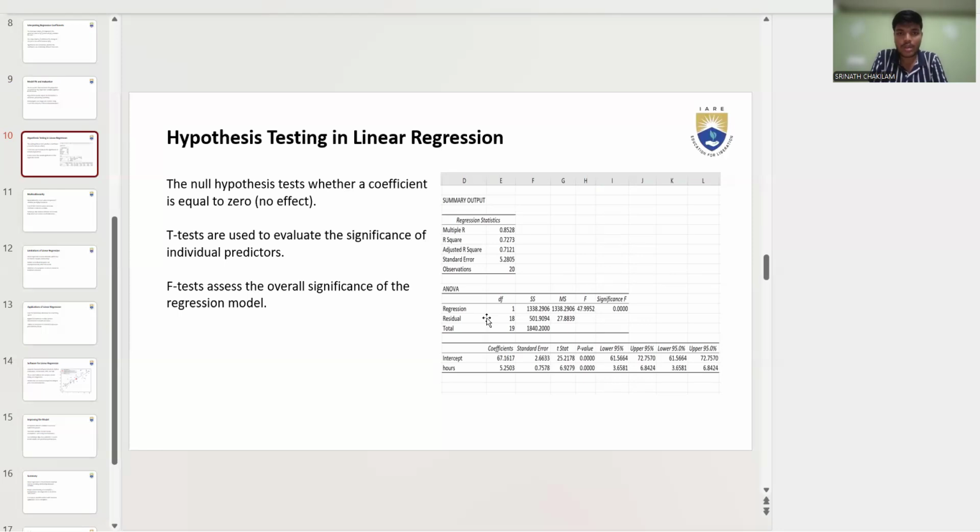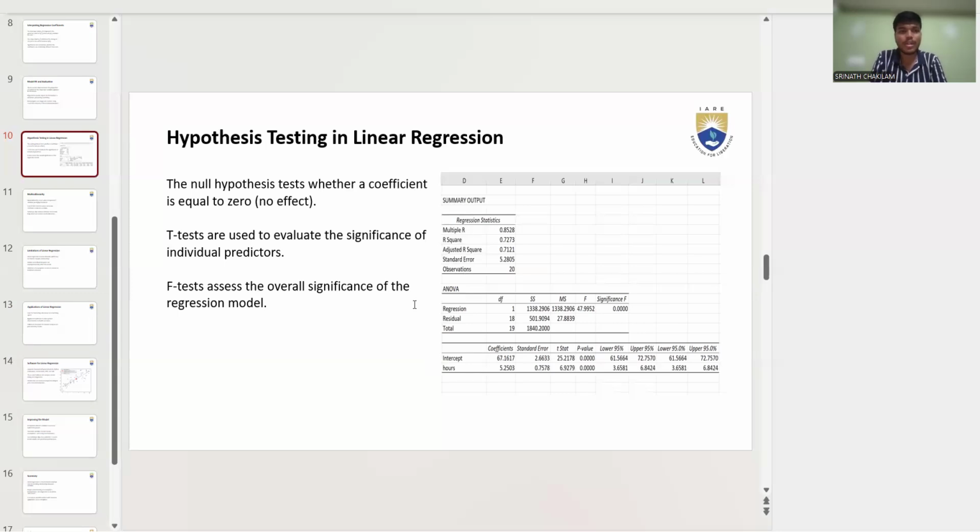In the regression statistics, we have multiple R, R square, adjusted R square, standard error, and observations. In ANOVA, we have regression, residuals, and total. And in the coefficients table, standard error, intercept and hours.